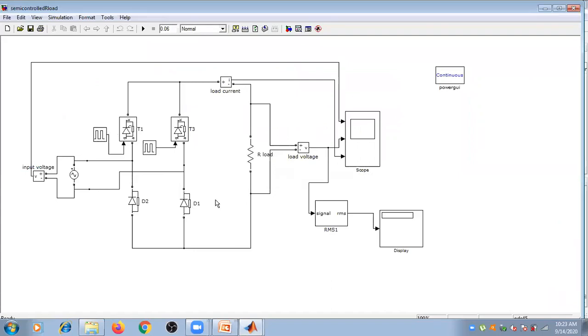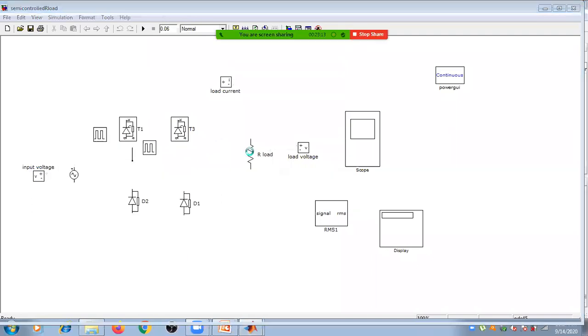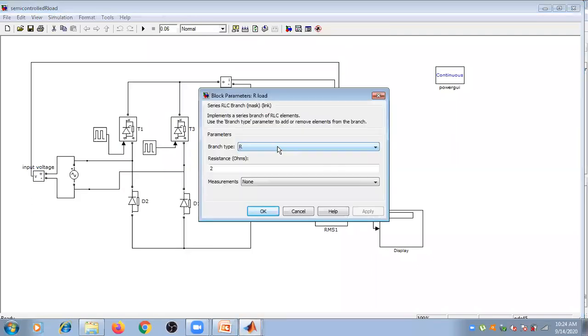This is a semi-controlled converter, because here out of 4 switches, 2 switches are controlled switches and the remaining 2 are uncontrolled switches, which means we can say this is a semi-controlled or half controlled converter.